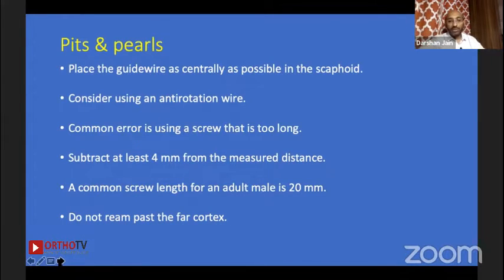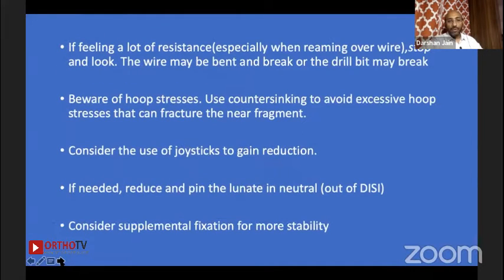Do not ream past the far cortex or else you will have instability again. If you feel a lot of resistance, especially when reaming over the wire, stop and look, because the wire might be bent or even broken, or the drill bit might have broken. This is quite common, especially since this has a very thin drill bit. The other thing is to beware of hoop stresses. Use countersinking to avoid excessive hoop stress that can fracture the near fragment, and consider using a joystick to gain reduction. There are various maneuvers to do this reduction.